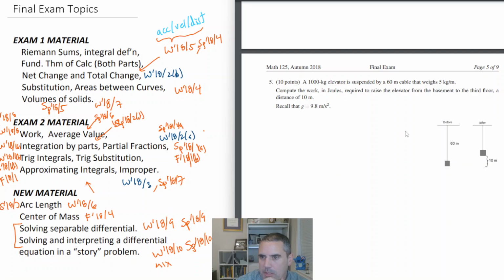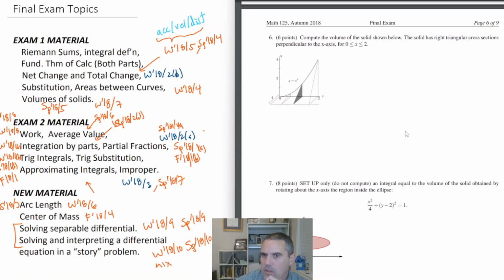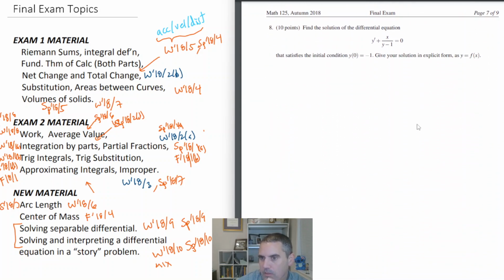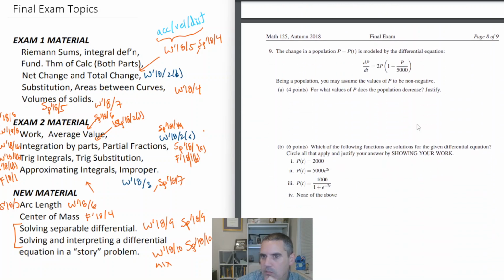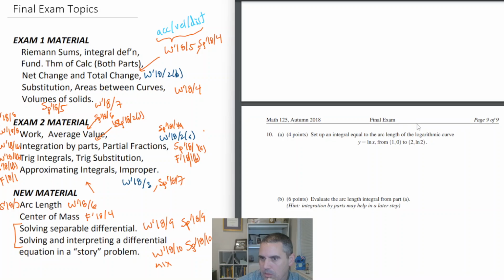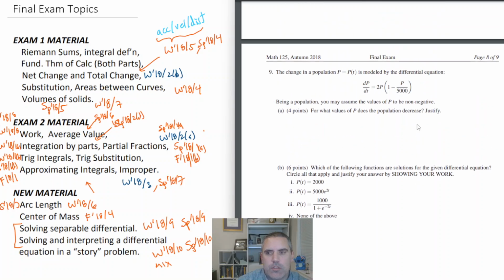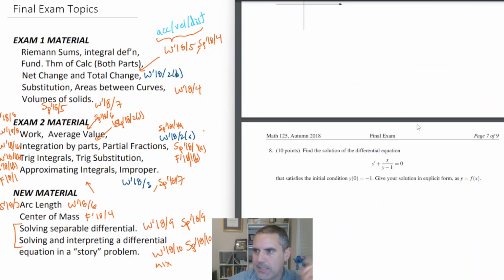An elevator suspended by a cable. Okay, that's a work question. Ooh, cross sections are triangles. That's actually from the homework. It's a cross-sectional area question. That's from the volume section. Another volume question. Differential equation. Apply differential equation. Ooh, an arc length. I don't know why they put that at the end. So there you go. There's a tour of a few exams.